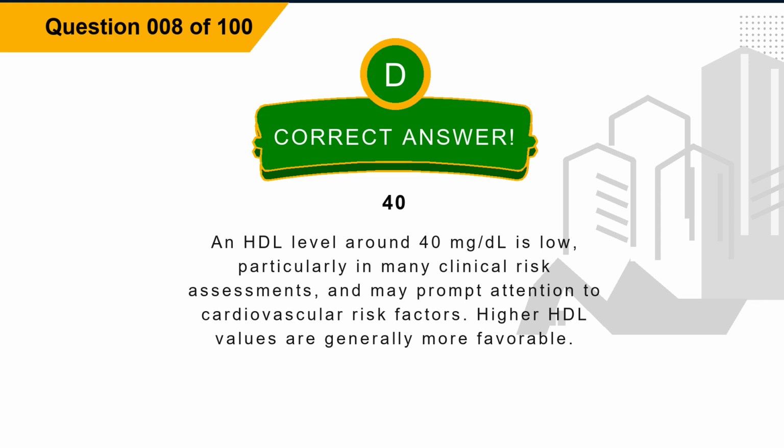Explanation. An HDL level around 40 mg/dL is low, particularly in many clinical risk assessments, and may prompt attention to cardiovascular risk factors. Higher HDL values are generally more favorable.